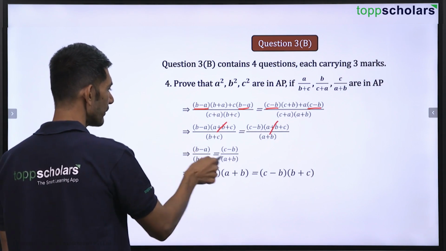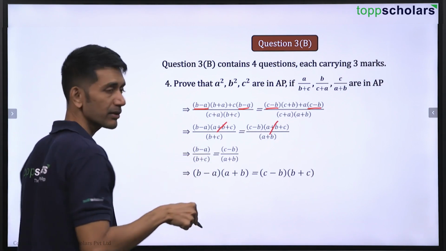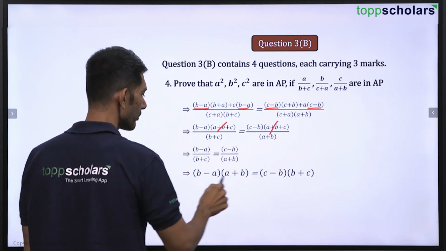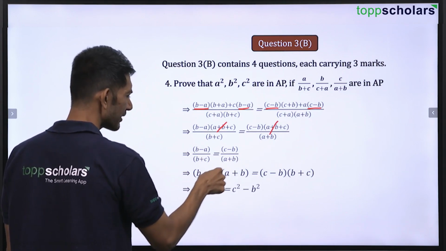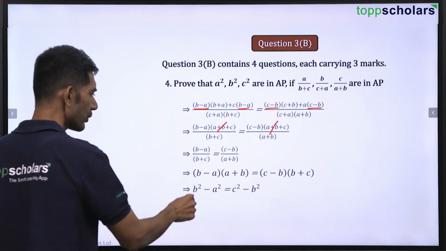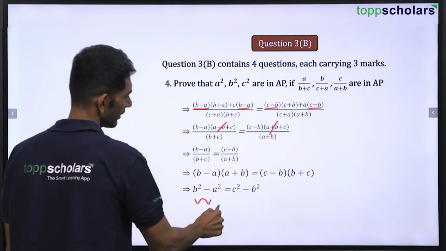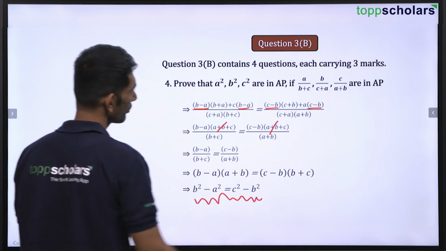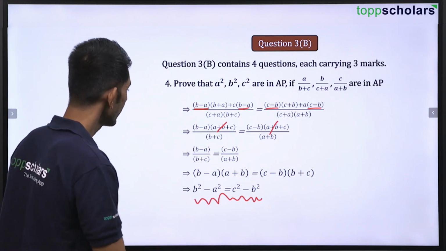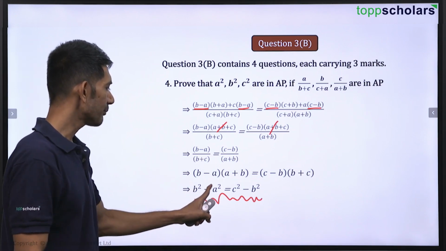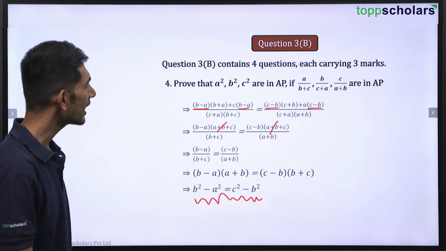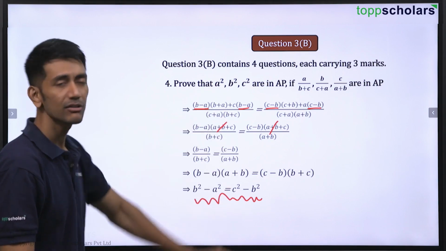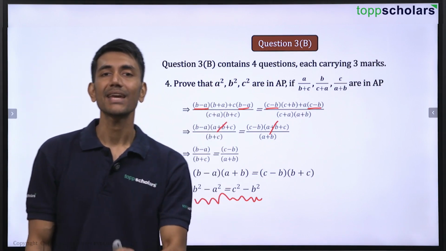Now once you cross multiply, you get b minus a into a plus b is equal to c minus b into b plus c. Again open the brackets. After opening the brackets and cancellation, of course, you get b square minus a square is equal to c square minus b square. So once you get this, can I say that second term minus first term is equal to third term minus second term? That means all the three terms are in AP now. That is a square, b square, c square are in AP.